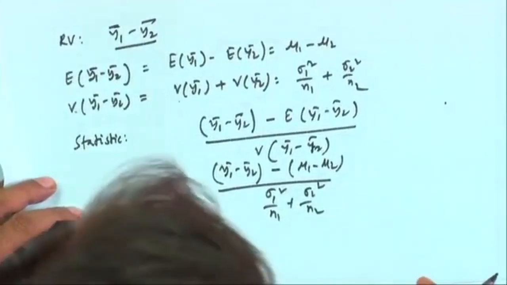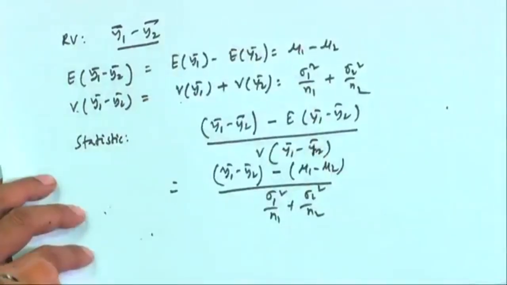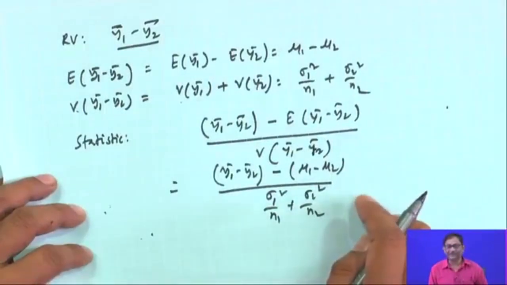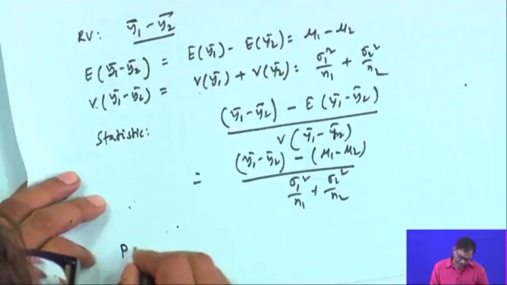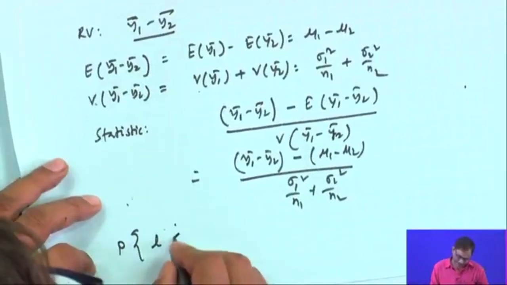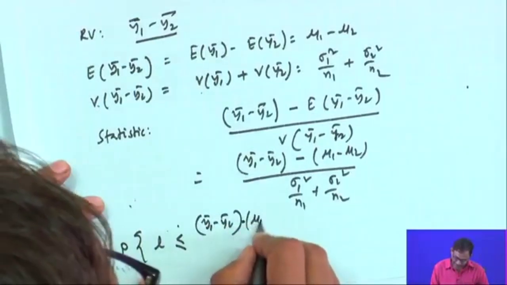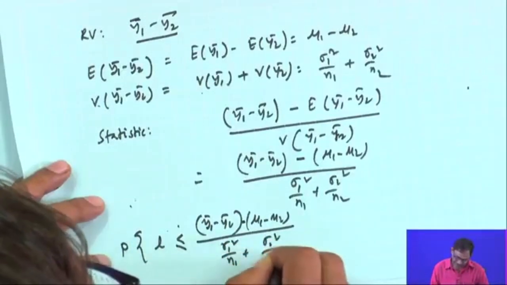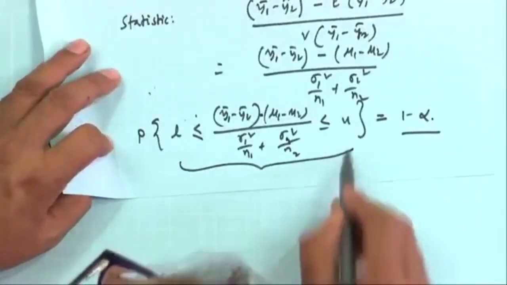So, what will be its distribution? If sigma1 and sigma2 are known and the samples come from normal populations, then we can assume that this will be a z distribution, the unit normal distribution. In that case, we are interested in the probability that L is less than or equal to y1 bar minus y2 bar minus mu1 minus mu2 divided by the square root of sigma1 square by n1 plus sigma2 square by n2, less than or equal to u, equals 1 minus alpha. That is of interest.